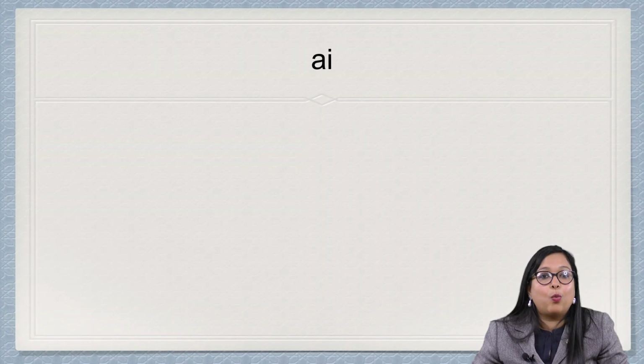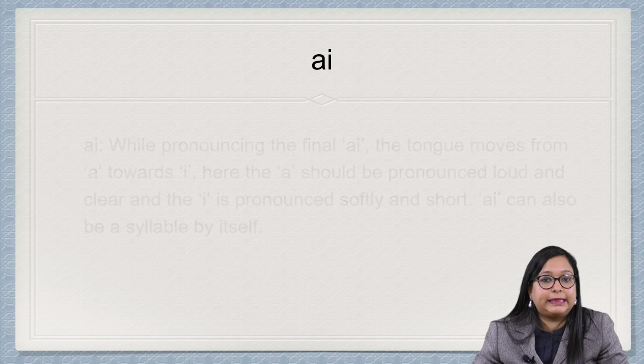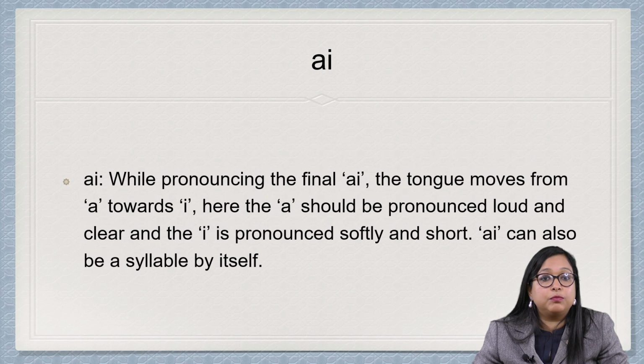While pronouncing the compound final ai, the tongue moves from a towards i. So here the a should be pronounced loud and clear, and the i is pronounced comparatively softly and short. Ai can also be a syllable by itself. Let's pronounce it together. Ai.